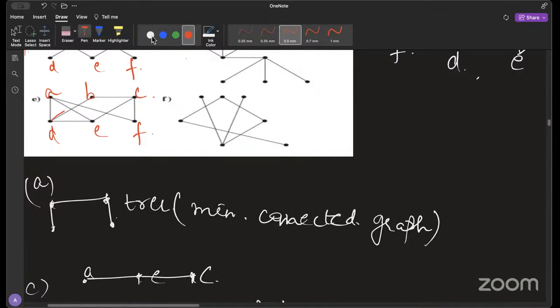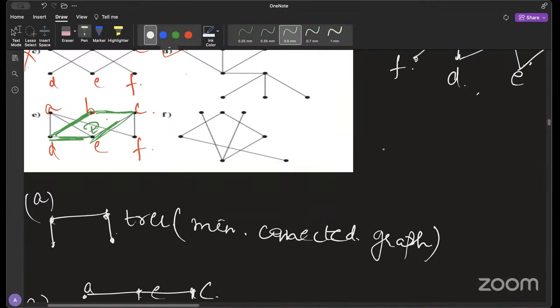I'm marking the cycle in green. So this is the cycle: A, B, then B to C, then C to E, and then E to D. So this is a cycle. That's why this isn't a tree.